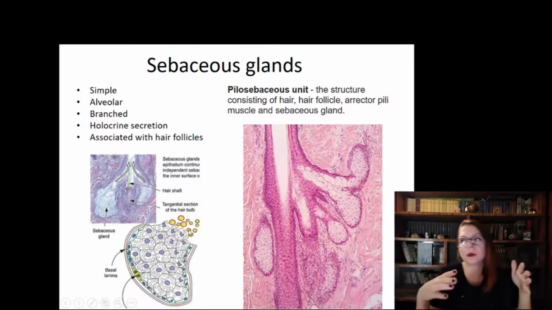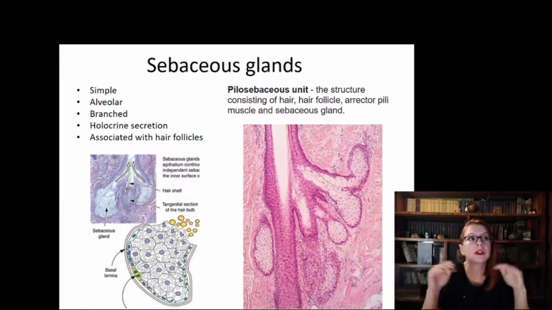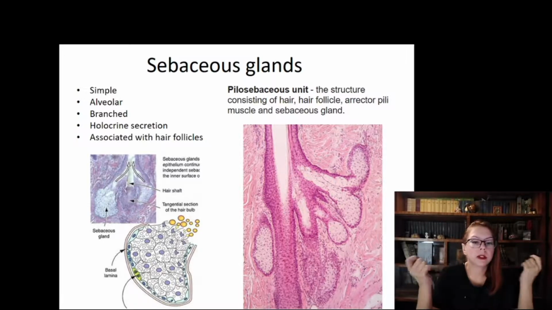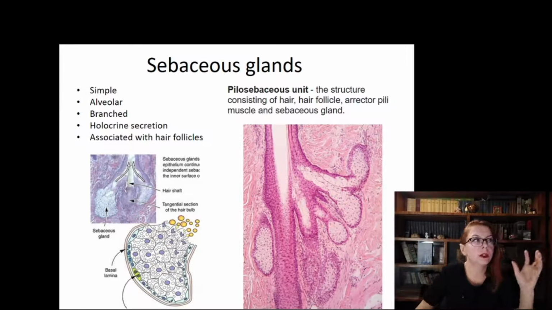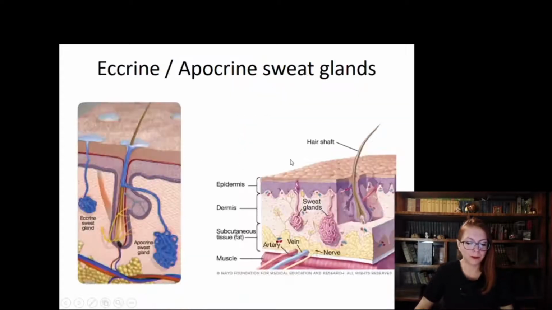The secretion of those glands is very helpful in preventing evaporation, in moisturizing the surface of the skin, in making it more elastic. It prevents dryness of the superficial layer, and also prevents cracking of the epidermis. Okay, and remember the term pilosebaceous unit. This is the unit of the skin including the hair follicle, erector pili muscle, and the sebaceous gland, which is associated with the hair follicle.